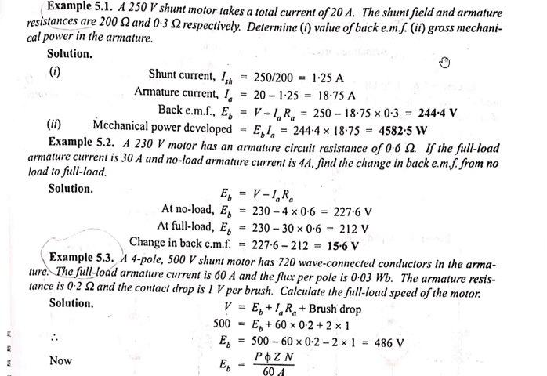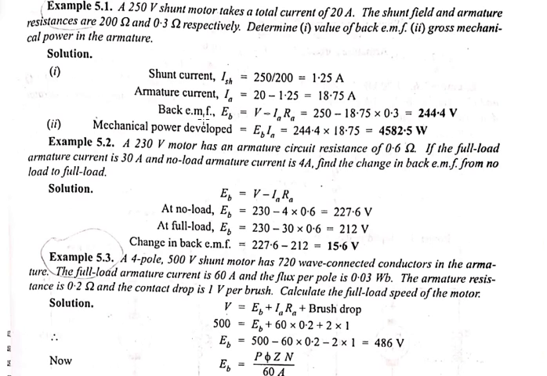IL is equal to IA plus ISH. Therefore IA is equal to IL minus ISH. IL is 20 amperes minus 1.25, that is 18.75 amperes is the IA.